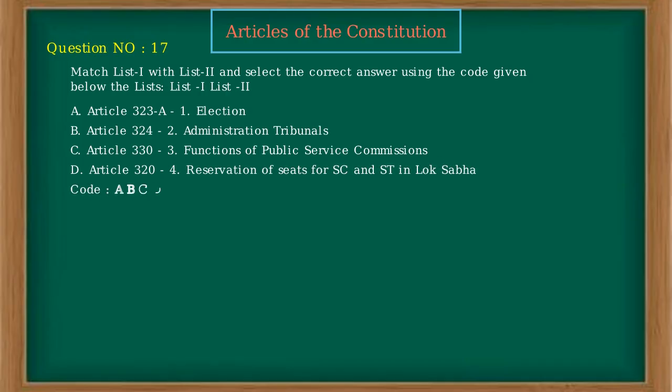Code ABCD. A. 1, 2, 3, 4. B. 4, 3, 2, 1. C. 2, 1, 4, 3. D. 3, 4, 1, 2. Ans. C.